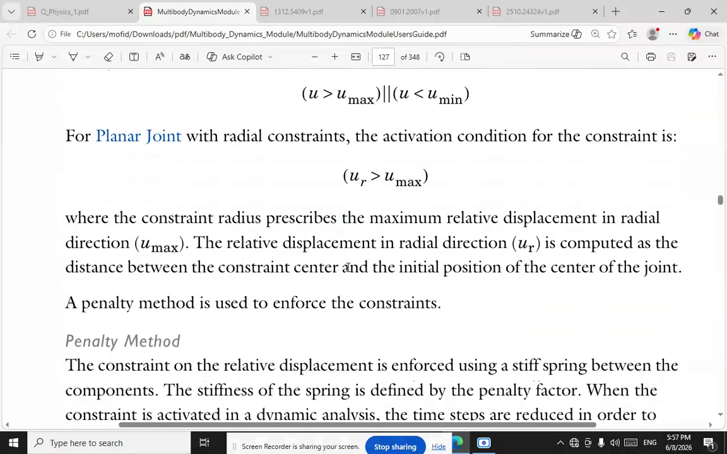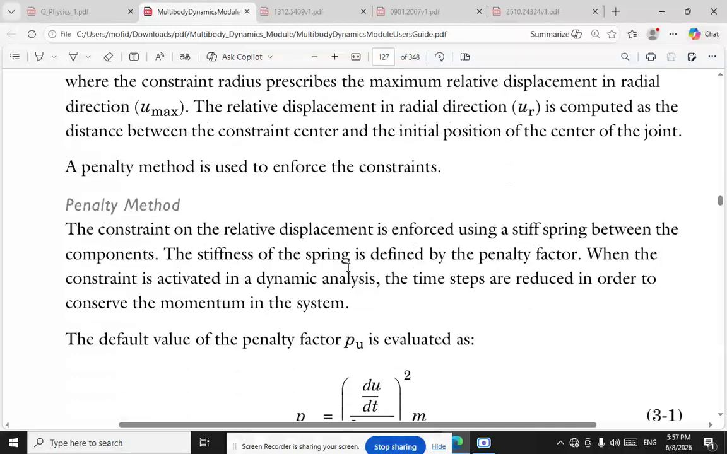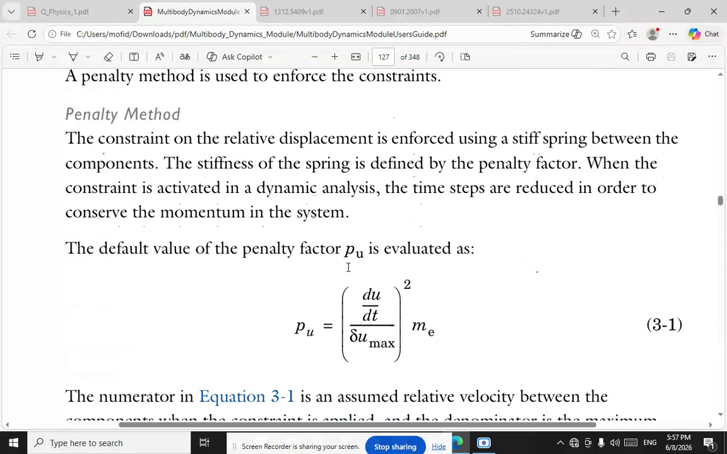For the planar joint with the radial constraints, the activation condition for the constraint is Ur is greater than U maximum. If the constraint radius prescribes the maximum relative displacement in the radial direction, U maximum, the relative displacement in the radial direction Ur is computed as the distance between the constraint center and the initial position of the center of the joint. A penalty method is used to enforce the constraints.